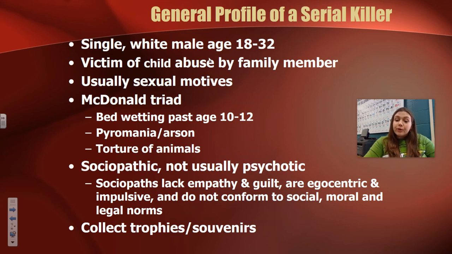Now, a general profile of a serial killer, something we've developed over time by looking at the serial killers that we have. They generally are single, generally white, between 18 and 32. Again, not always, we have other races, and we have people who were married. But if I generalize, the most average serial killer has been single, white, 18 to 32, a victim of child abuse by a family member, usually with sexual motives. So they are usually a rapist or do things that are sexually motivated.